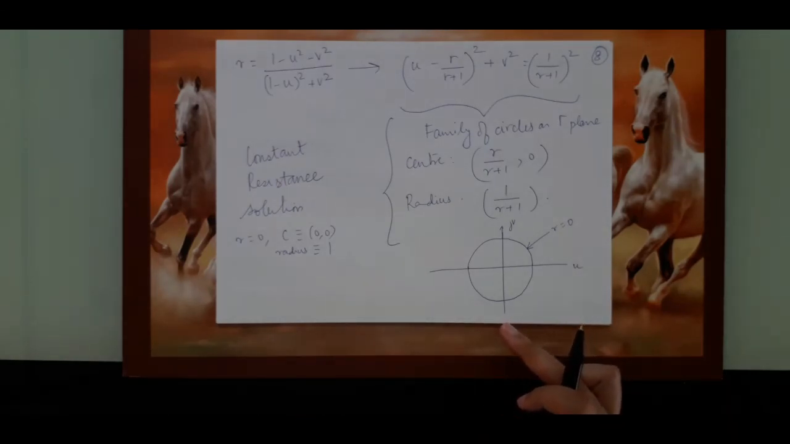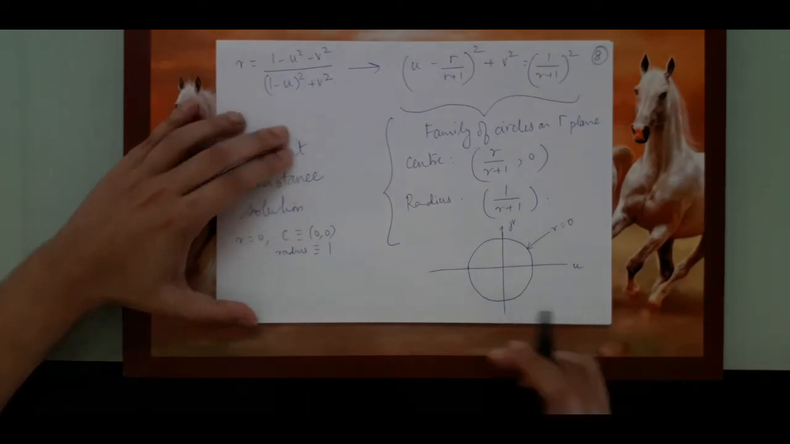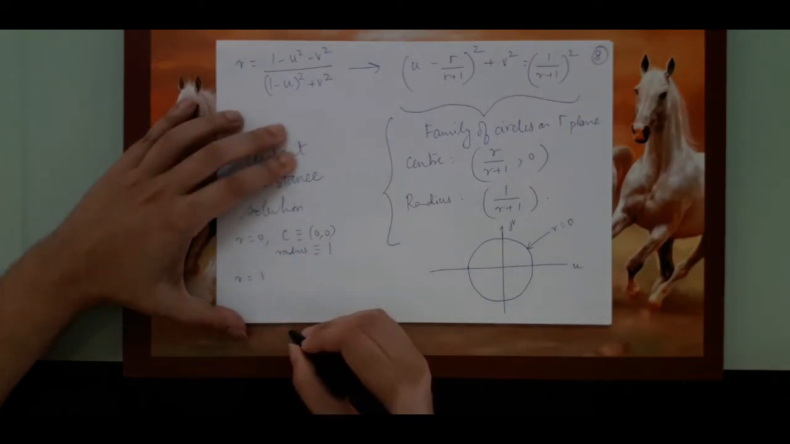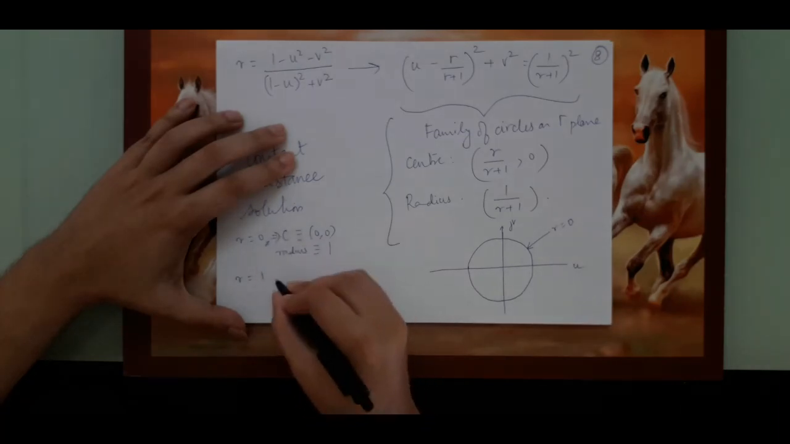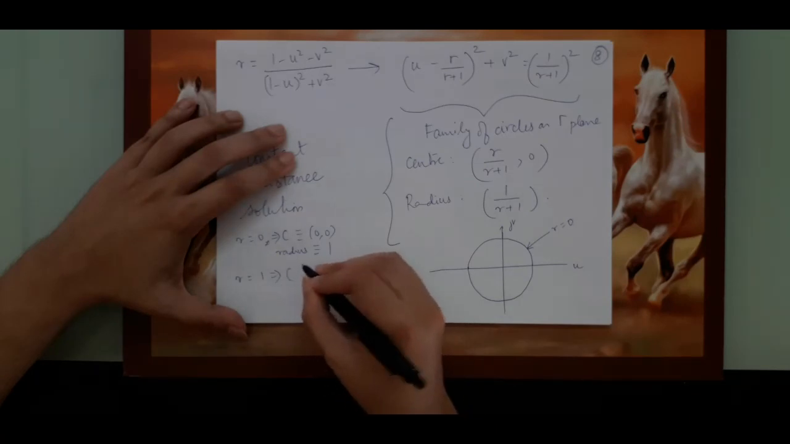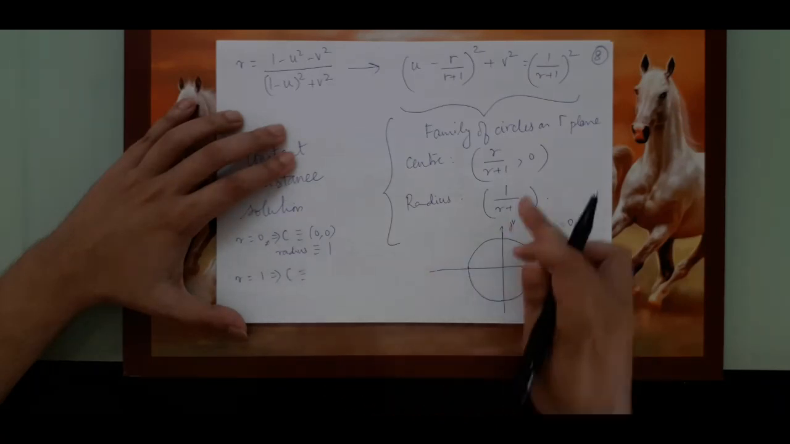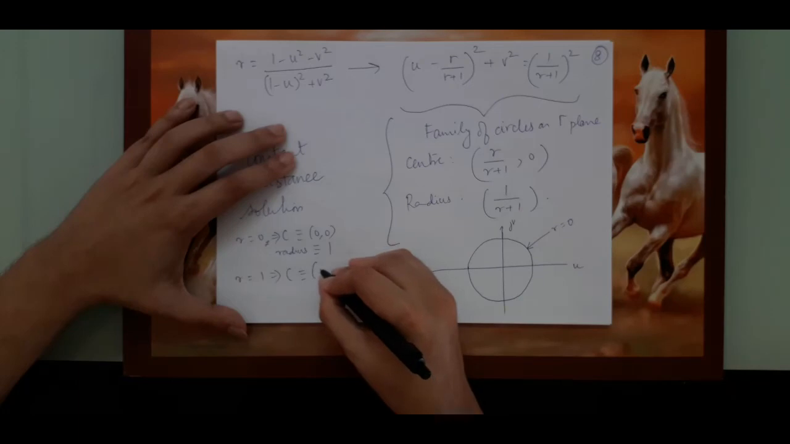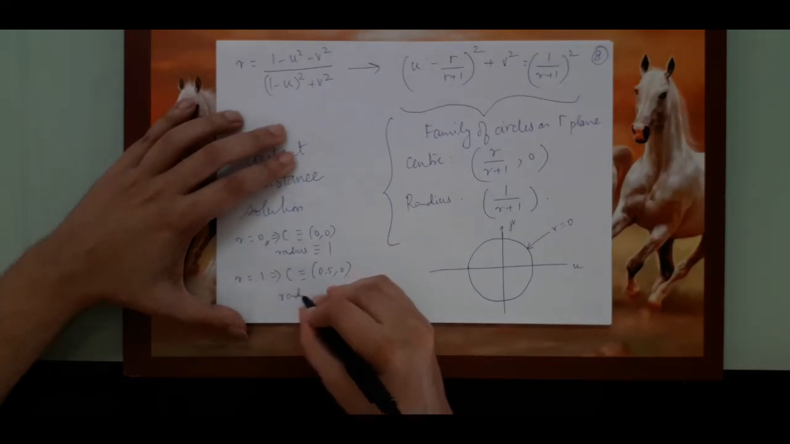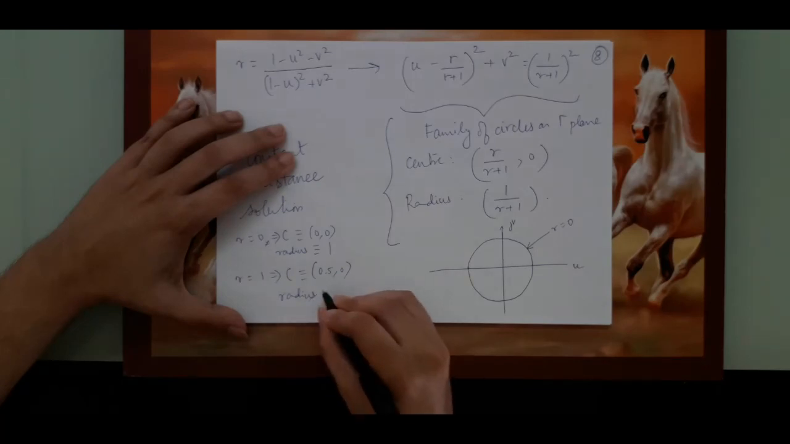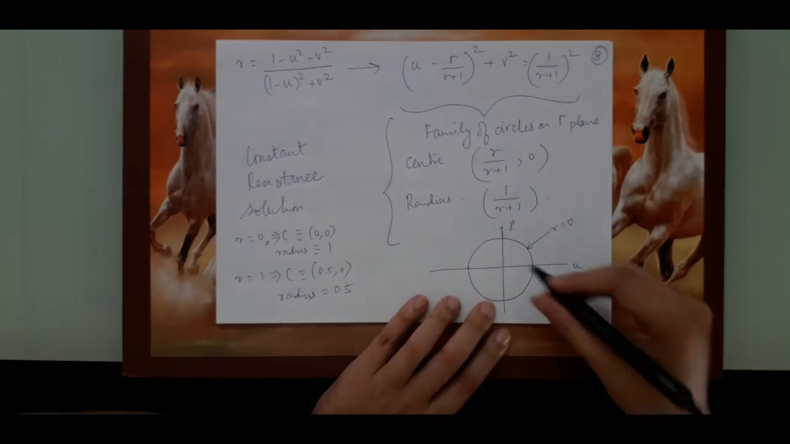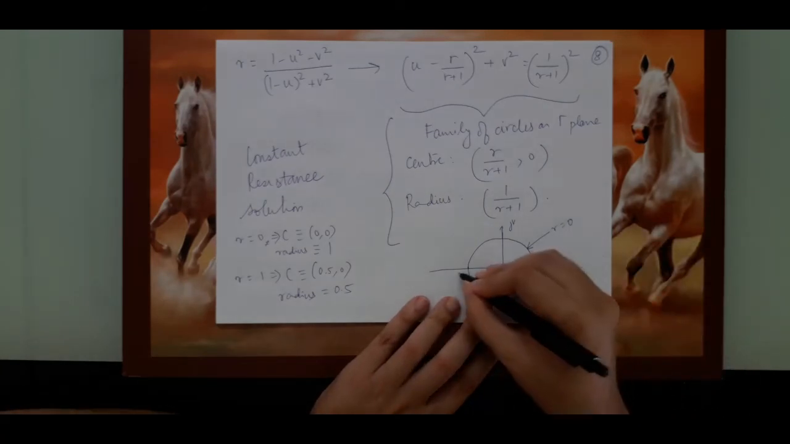So now let's take the second case. R equal to 1. So what will the center be? The center will be 0.5 comma 0 and radius will be 0.5. So the center will be somewhere over here. This is 1, this is minus 1.